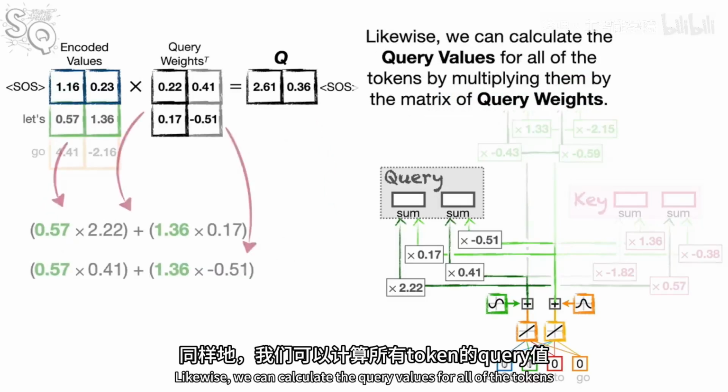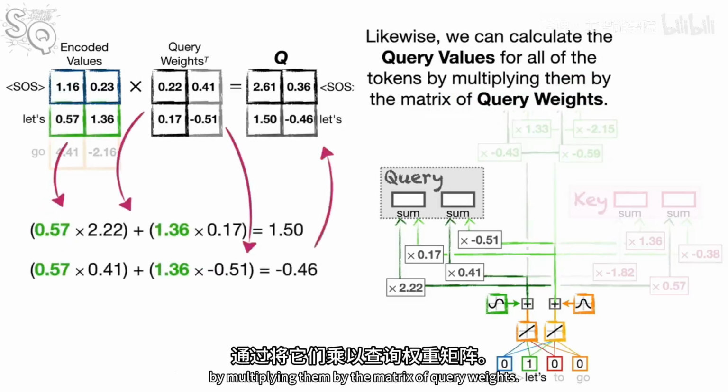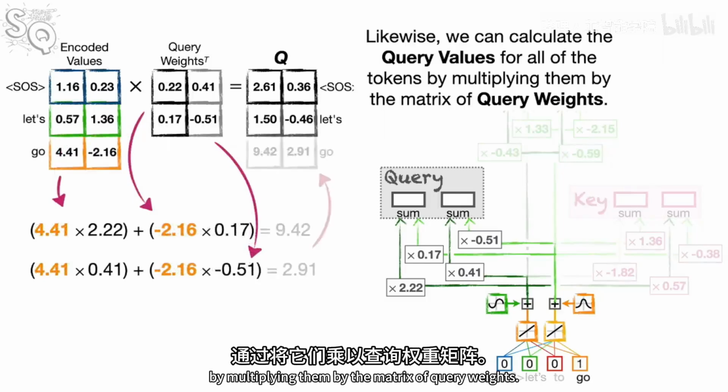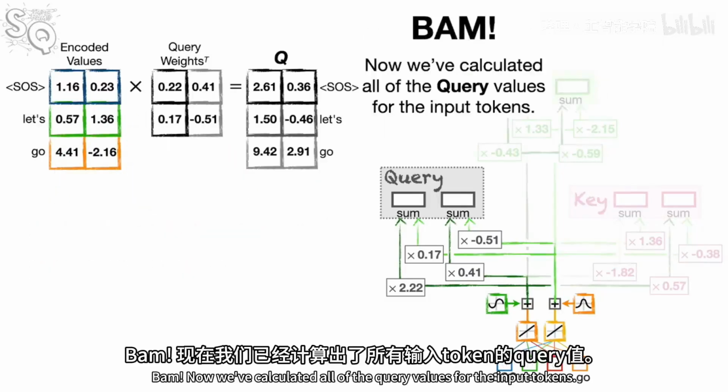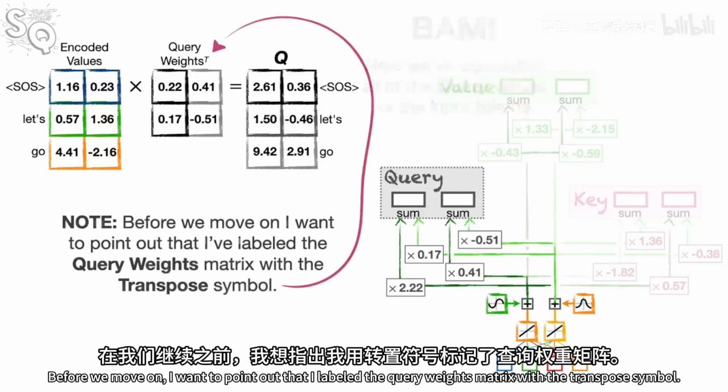Likewise, we can calculate the query values for all of the tokens by multiplying them by the matrix of query weights. Bam! Now we've calculated all of the query values for the input tokens. Note, before we move on, I want to point out that I labeled the query weights matrix with the transpose symbol.